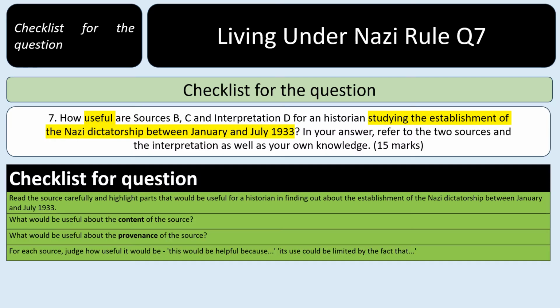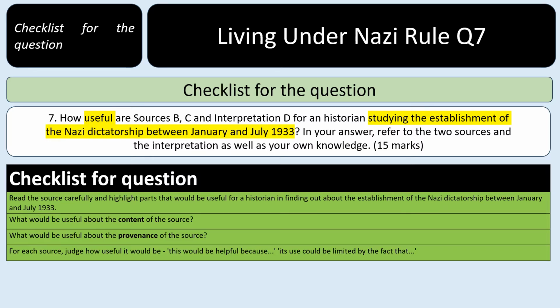So a checklist for this question: you're going to read the source carefully and then you're going to highlight which parts would be useful for a historian in finding out about the establishment of the Nazi dictatorship between January and July 1933. Try and think about what would be useful about the content of the source or the interpretation, and try and think about what would be useful about the provenance of the source or interpretation.